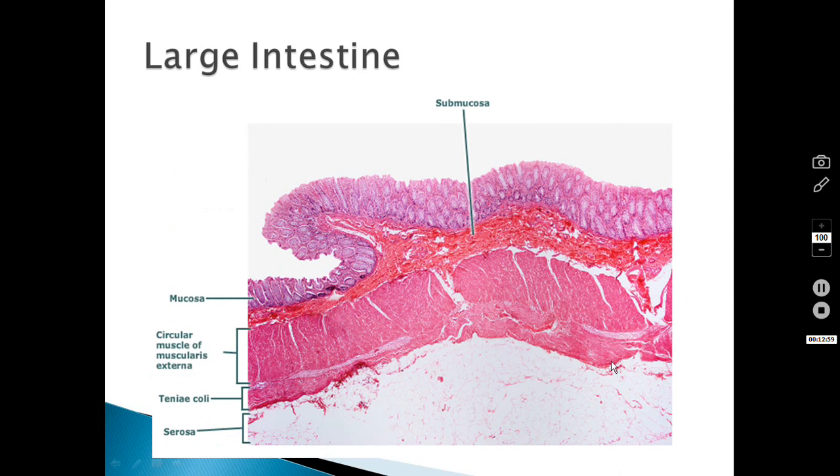So if we look at our four layers, here is our mucosa. So all of this is mucosa. Then submucosa of connective tissue. And then here is our circular layer of the muscularis externa. And here is one of the teniae coli. You can see it's just this little pocket of extra muscle, and it's absent here. And then over here again, we'll have another little band of smooth muscle, and then our serosa, connective tissue. At this point, it's mostly adipose tissue.